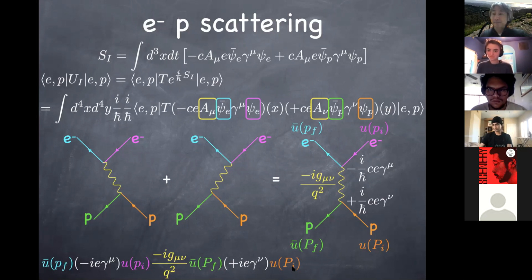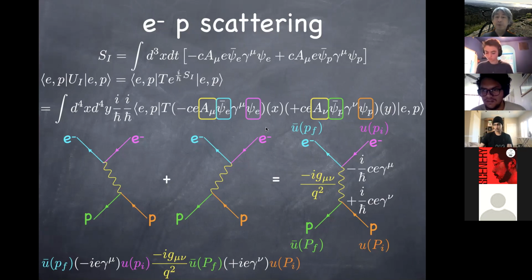Sure. Well, I did have one question about the propagator. So essentially what we're doing is we're summing two different paths for this photon, right? So it's a consequence of the path integral formulation, correct?